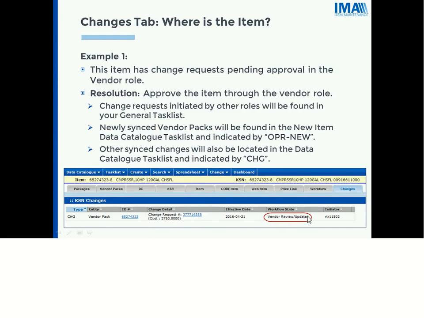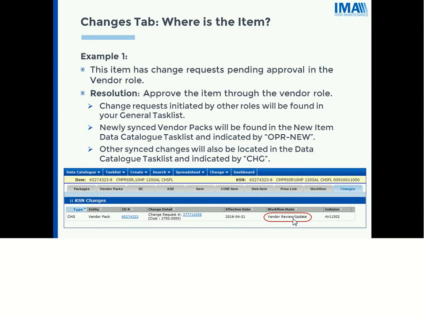And in workflow state, it says vendor review/update. So this is a change request that's pending approval in the vendor role. The merchant created this change request most likely. We do have a check and balances with some of the fields, like cost changes, because you guys have to be in agreement on the cost. So if they do a change request for the cost, it's going to come to you, and you're going to have to approve this through your role.